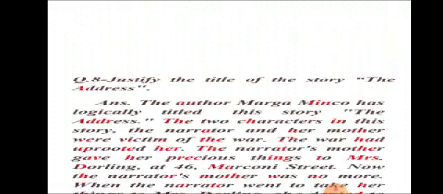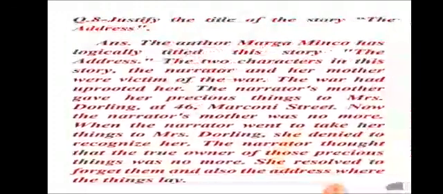Question number 8: Justify the title of the story, The Address. The author, Marga Minco, has logically titled this story The Address. The two characters in this story, the narrator and her mother, were victims of the war.